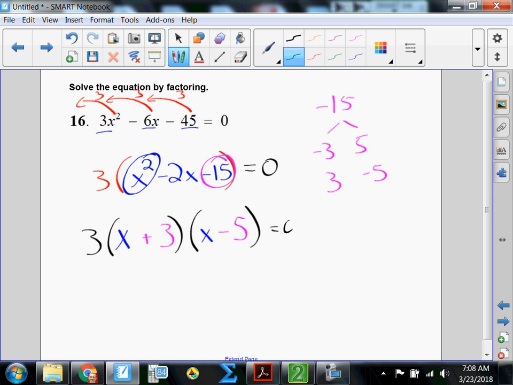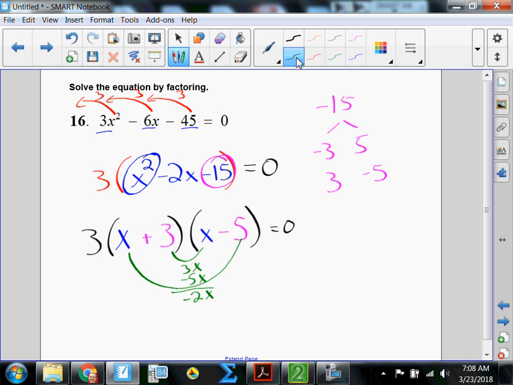That's equal to 0. Before I solve, I want to check that. So 3 times x is 3x. X times negative 5 is negative 5x. If I add those together, I get negative 2. If I would have gotten positive 2, we talked about in class how if you get the opposite of what you want, you can change both the signs, and that'll make that work.